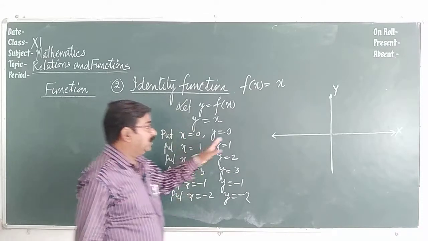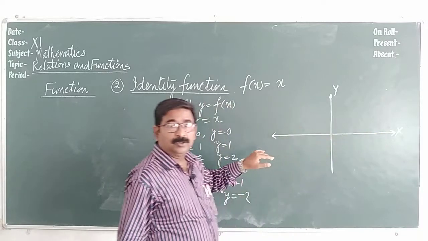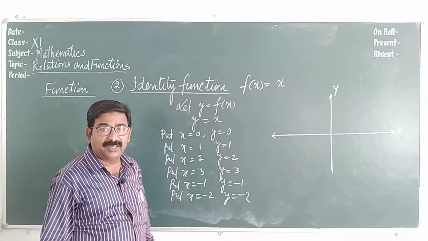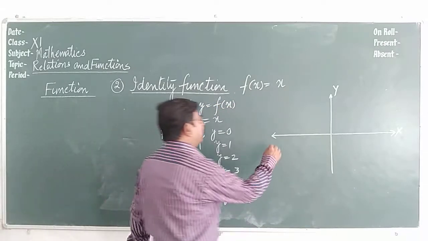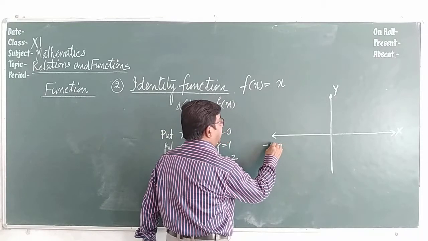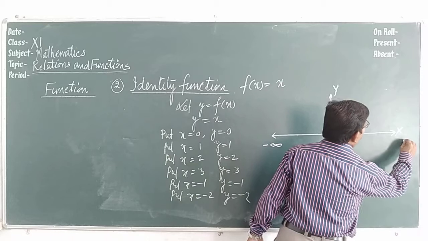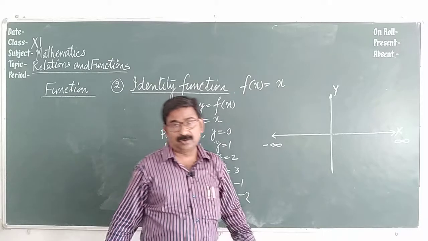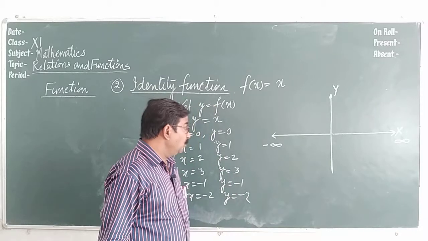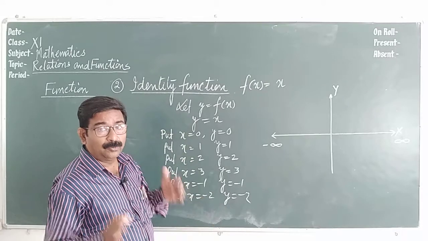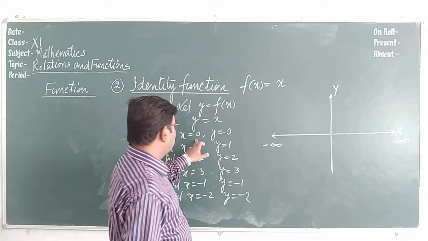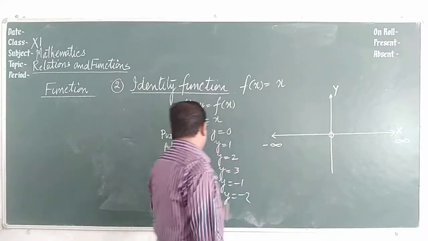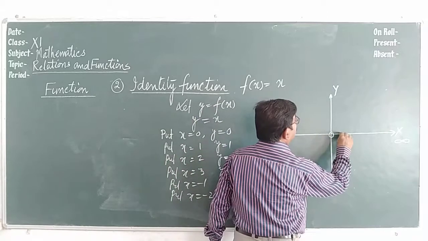It means this line is the domain. So the domain of this function is what? All real, or we write it like this: minus infinity to plus infinity. This is also called real. So let's plot the graph and see how it proceeds. x = 0, y = 0: this point. We have x = 1, y = 1.